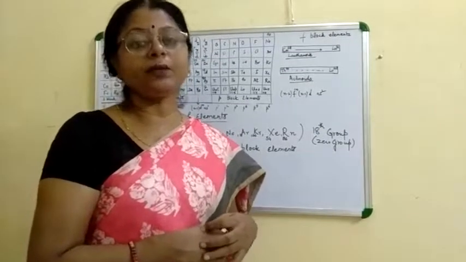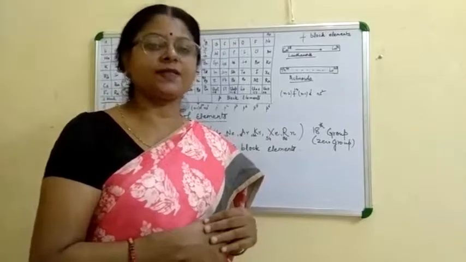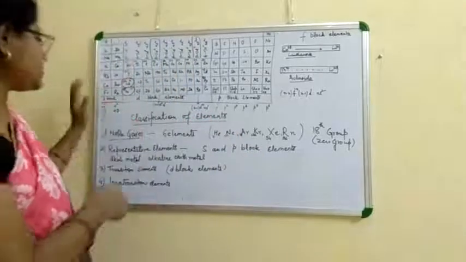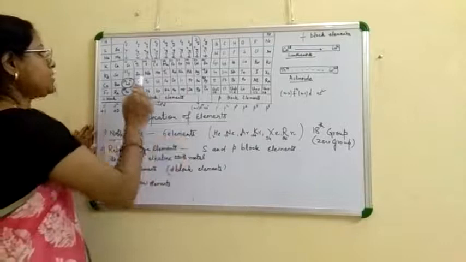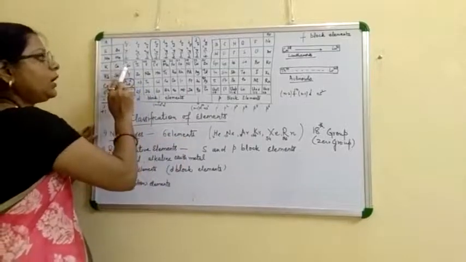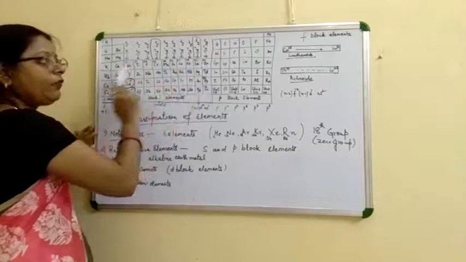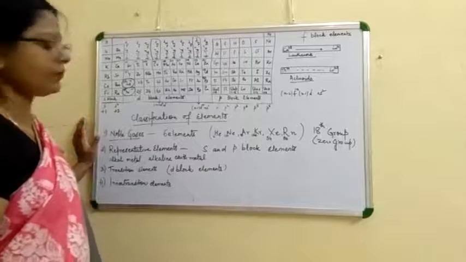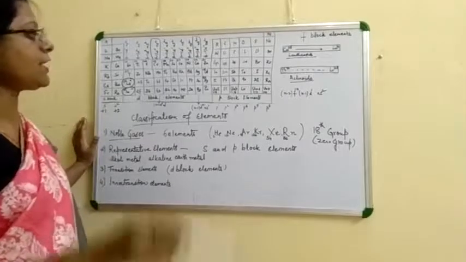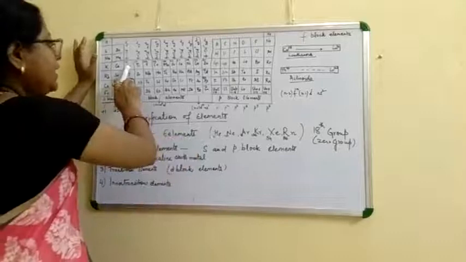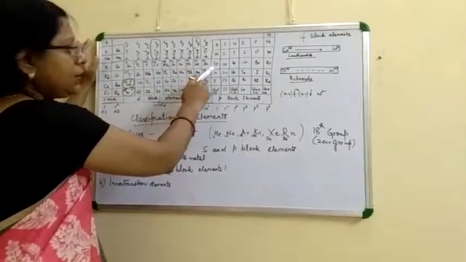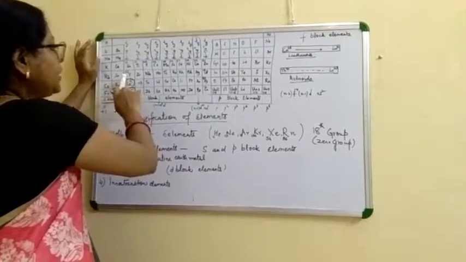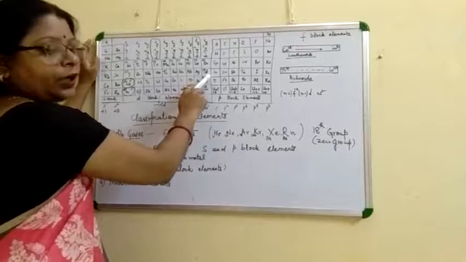Next, d block elements are also known as the transition series. These transition elements are d block elements, present from group 3 to group 12, in between the s and p block elements in the periodic table. The first transition series, as I told you before, starts from scandium 21 and ends with zinc 30. The second transition series starts from yttrium 39 and ends with cadmium 48.